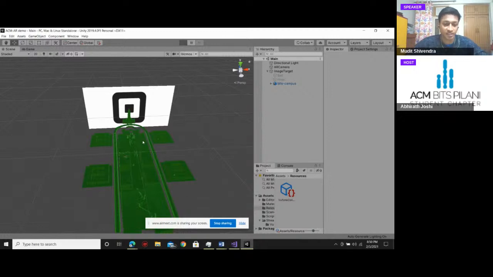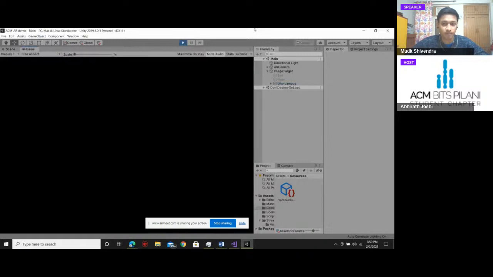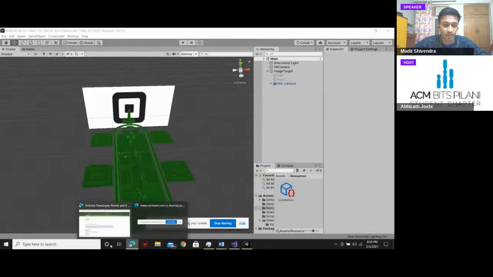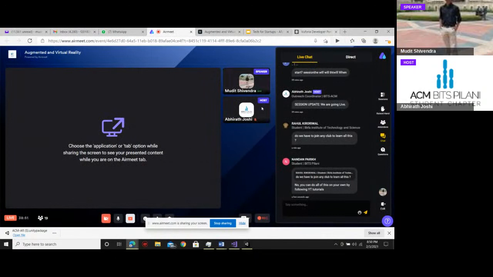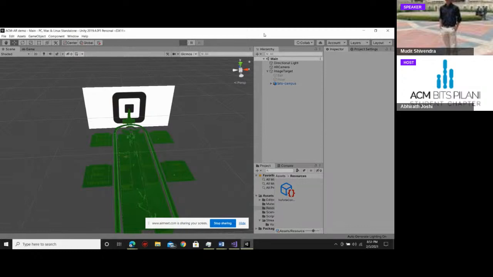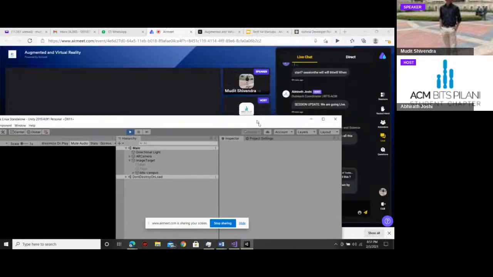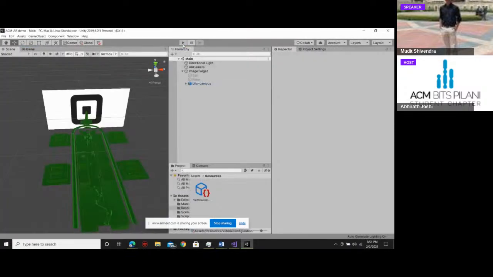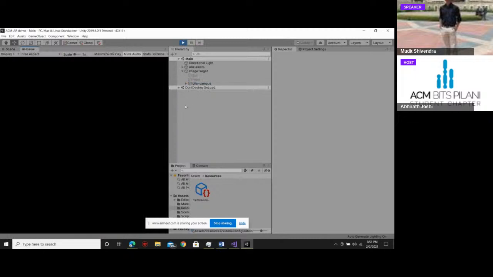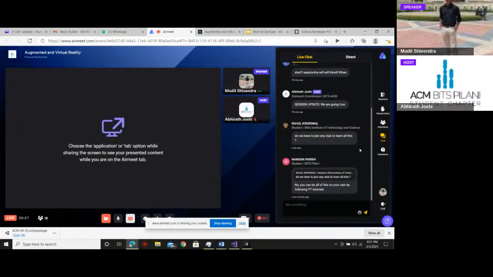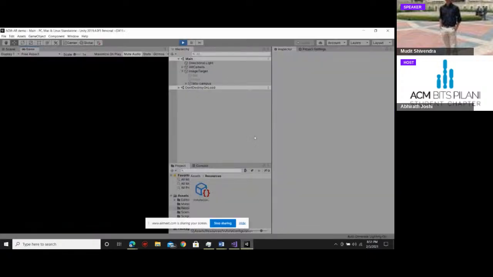I think I need to switch off my camera, just a second. All right, I need to switch off my camera over here. Yeah, so this is done. What's the problem with the camera? Just a second. What can be done about this? I guess there's some problem with using AirMeet and Unity together. So yeah, I won't be able to use my camera.